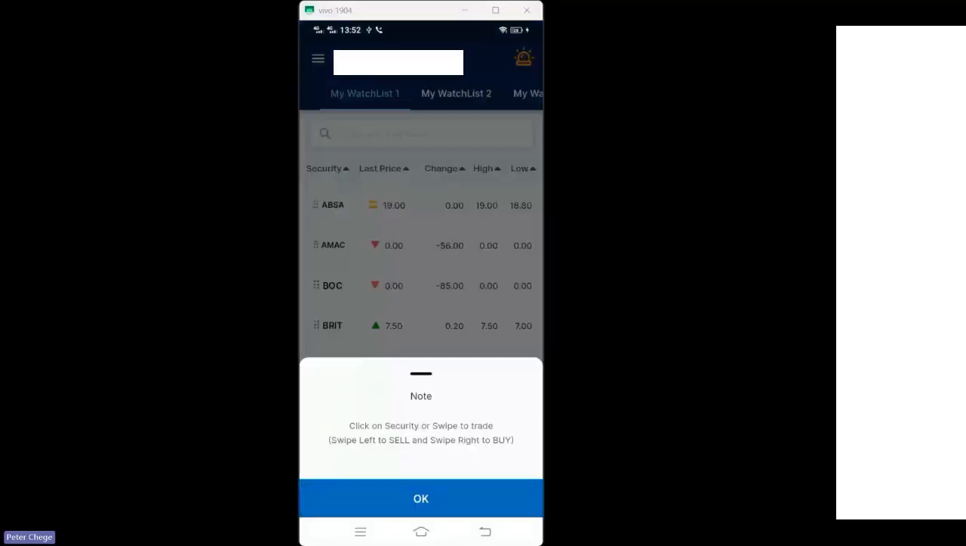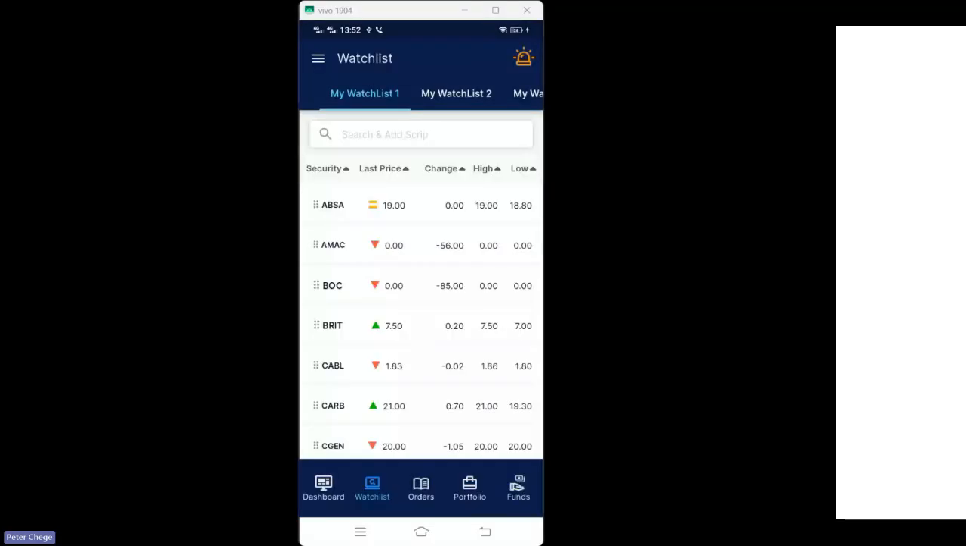So there's that pop-up. If you want to add any security that is missing, it tells you what to do. If you want to buy or sell, swipe left, swipe right. But for me, never do that. Why? You need the prices. And that's where we are going next.